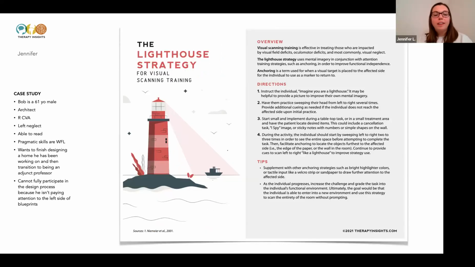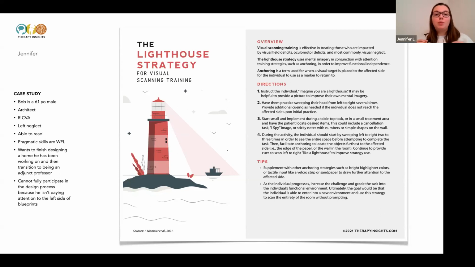Yes, so left neglect is something that I did not feel like I ever heard about when I was in school, but it is something that I see so commonly in my patients who have had strokes, especially those right middle cerebral artery strokes. So this handout goes a little bit more in depth about the Lighthouse strategy, which is talked about on the last resource as well. It talks about how we train visual scanning.